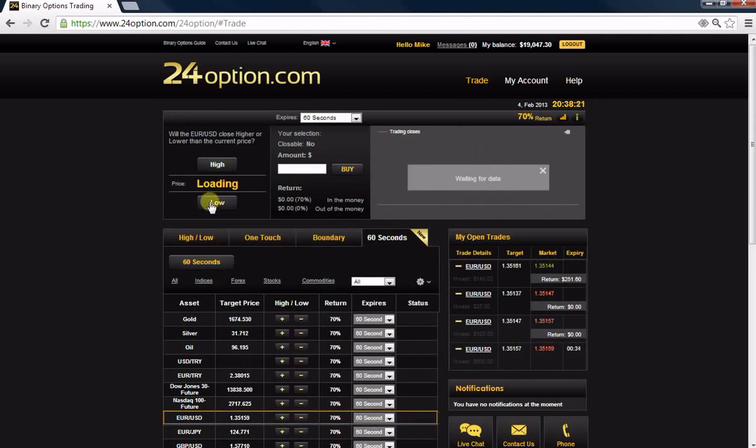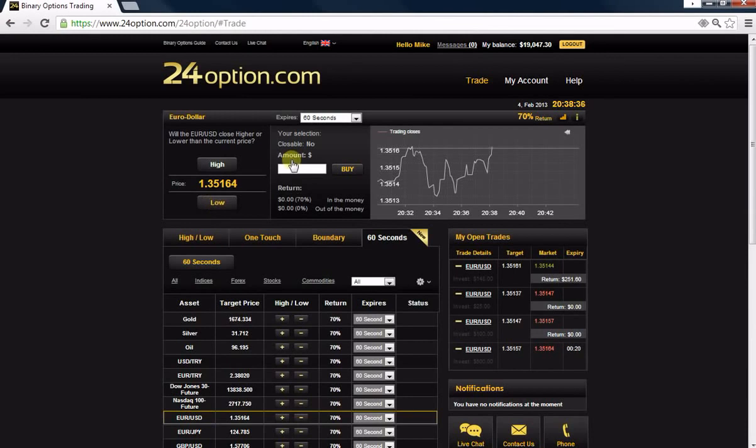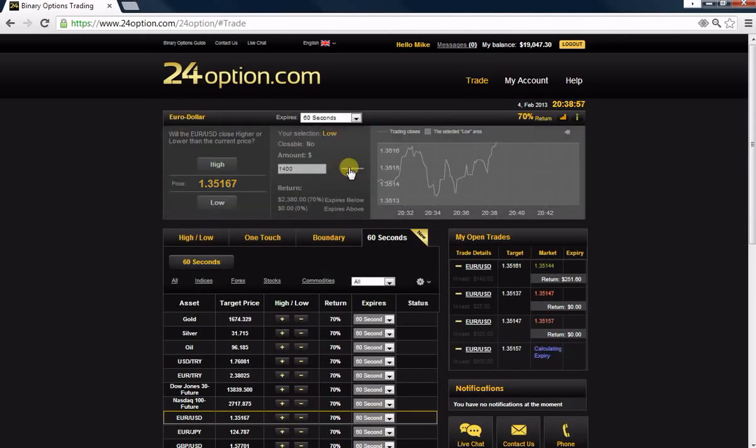So if we're going to lose this trade, my idea was to make $225 profit on this trade. The following trade, let's up the ante more because we're going to have to invest more. Let's make $355 profit. Looks like we're going to lose this trade, so we're going to go with $1,400.